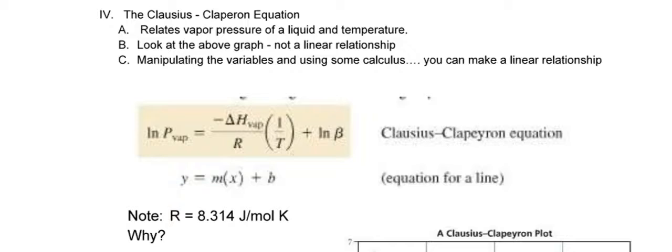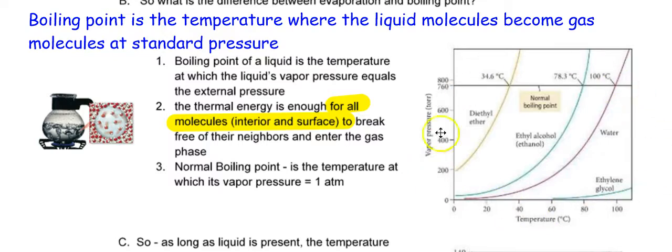So if you look at the above graph, let me show you. This above graph, okay? It's not linear, okay? So we can't really put a y equals mx plus b to this, all right? But there is a relationship between vapor pressure and temperature. And notice that we have diethyl ether, which is dipole, ethyl alcohol, hydrogen bonding. Here's water with H2O. Ethylene glycol actually has two OH groups on it, so it has greater hydrogen bonding.